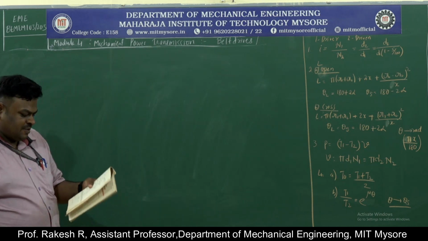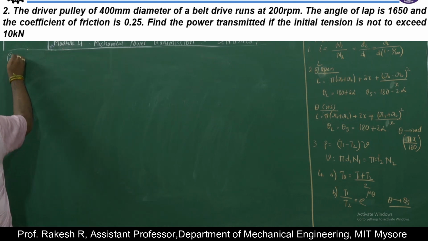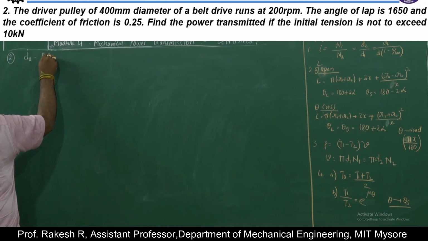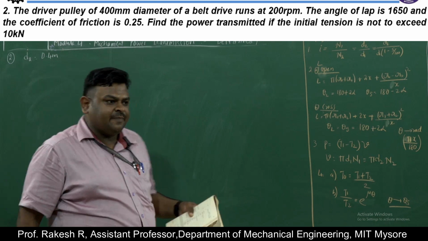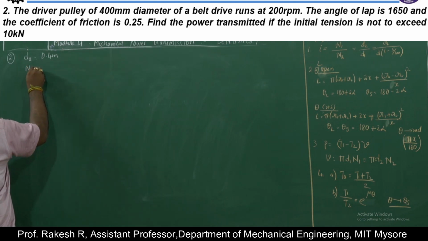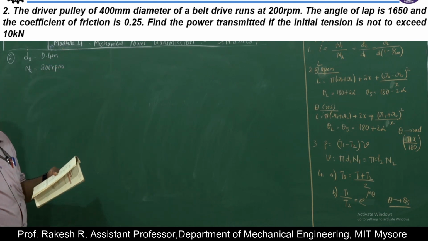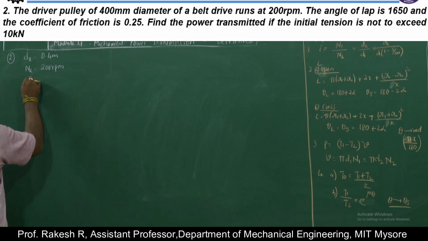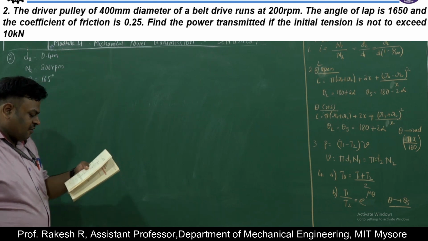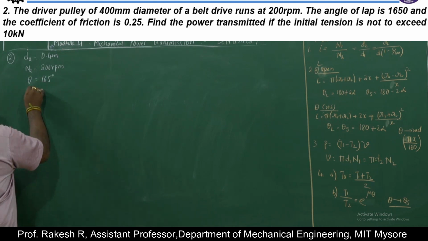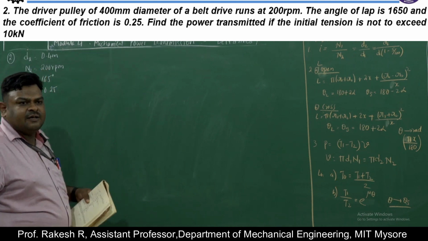One more important problem we will be seeing, that is the driven pulley of 400 diameter. So D2 is 0.4 meters. Directly we will write, and a belt drive runs at 200 rpm. That is speed, N2 is 200 rpm. The angle of lap is theta, 165 degrees. That is the angle of lap they have given, and the coefficient of friction between belt material and pulley, that is mu, 0.25.